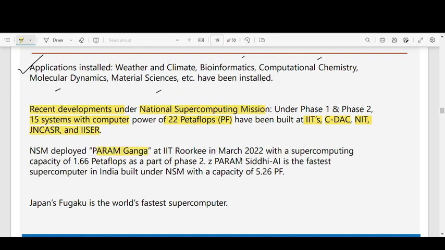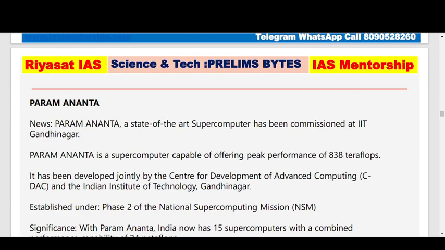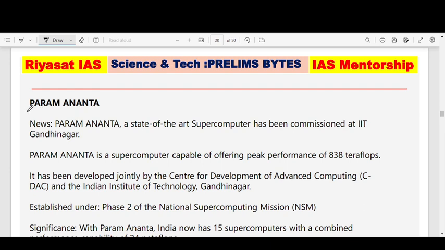Param Ganga and Param Siddhi, the fastest, got the 62 rank. And also one more important fact: Japan's Fugaku is the world's fastest supercomputer. Its rank is 1. Which supercomputer? Japan's Fugaku. The prelims question can confuse you by saying USA's Fugaku is the world's fastest supercomputer. Wrong statement. Let us move to the next supercomputer, which is Paramanant.